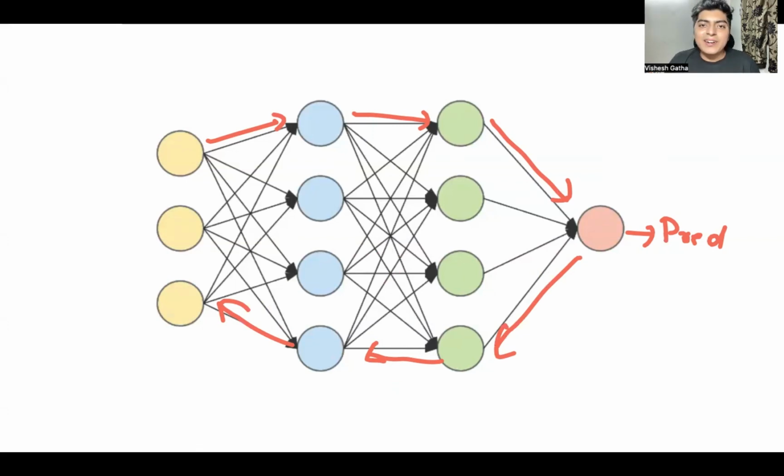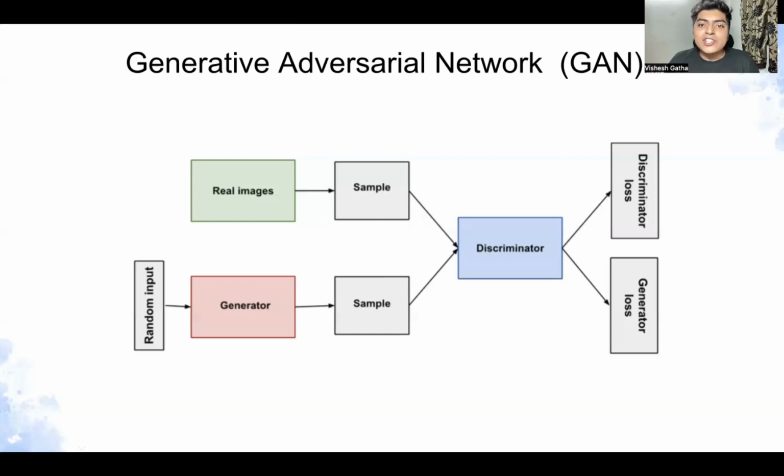Since we have already learned what a neural network is, let us move on to a further topic: GAN, or Generative Adversarial Network. Consider a scenario where you want to create an image of an apple from scratch. In such cases, a GAN, or Generative Adversarial Network, can be used.